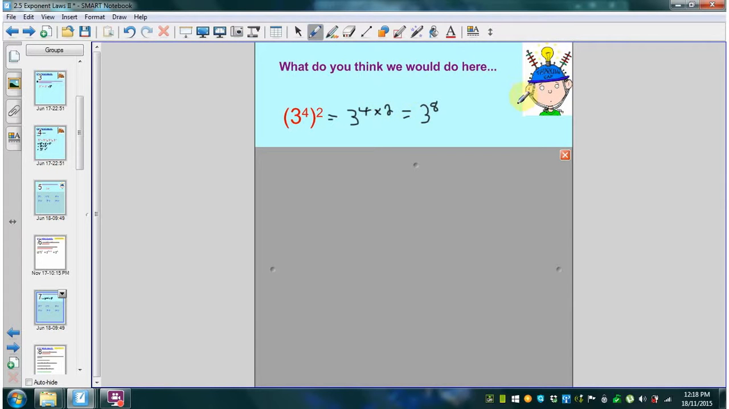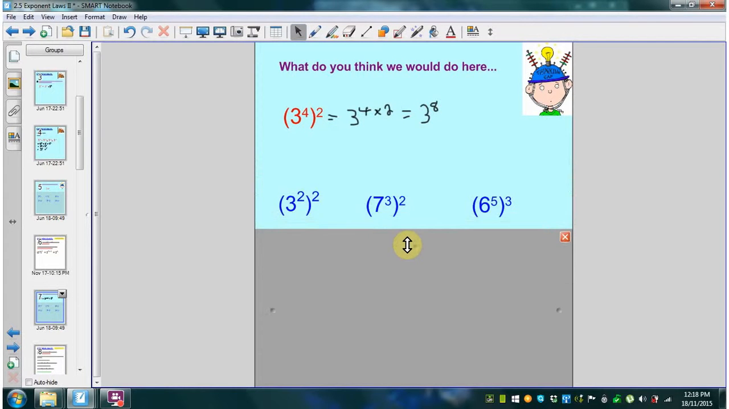Okay, I want you to take a second now, pause the video, write this example down in your notes, and then I want you to try these three on your own. When you have these done, come on back, press play, and we'll go over the answers. Okay, so by now you should have these attempted. We're going to quickly go over the answers now.